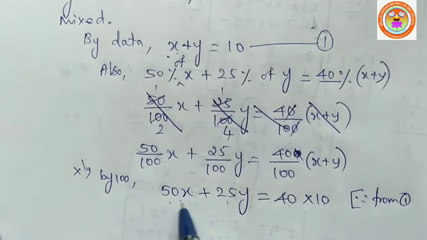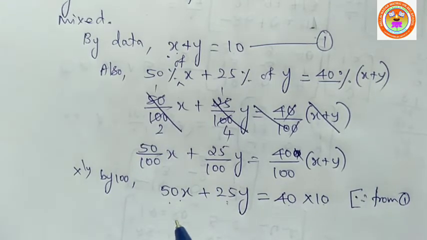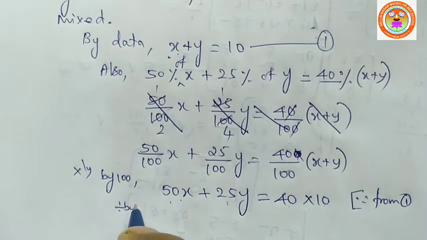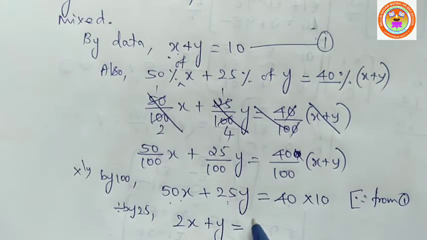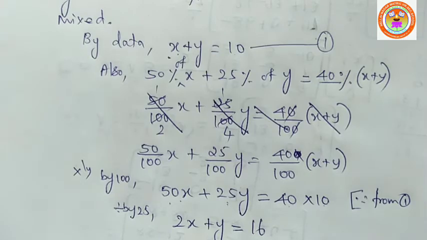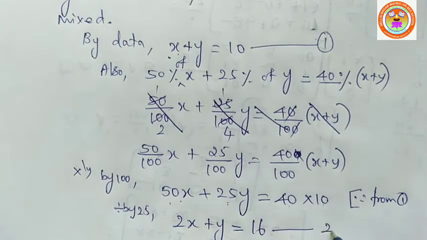So all the terms are multiples of 25. If you divide by 25, what will you get? 2x plus y is equal to 16, since 16 times 25 is 400. So that will be equation 2.